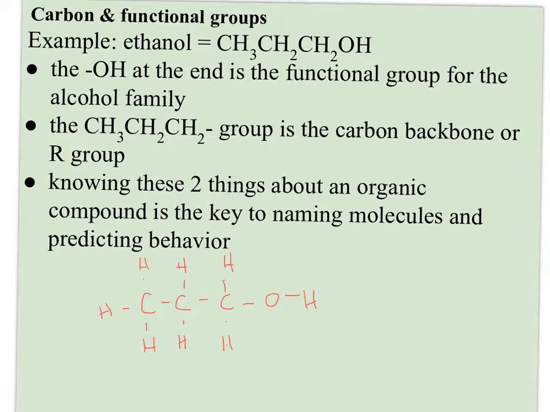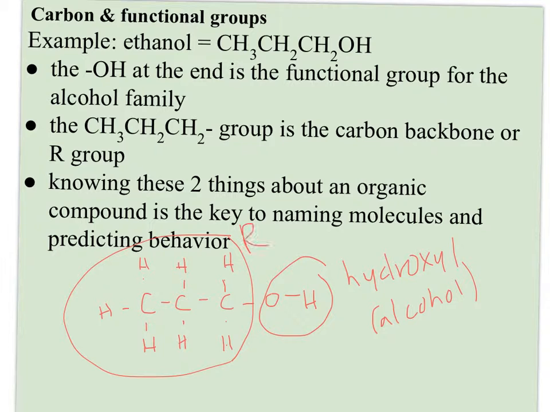So that's ethanol. And the OH at the end, this is the functional group known as a hydroxyl group, and that identifies it as part of the alcohol family. And then this group here is my hydrocarbon or my R group, and it's 3 carbons long, which lets me know it's part of the propyl group. So any organic compound you look at, you should quickly be able to pick out the functional group and the hydrocarbon chain.